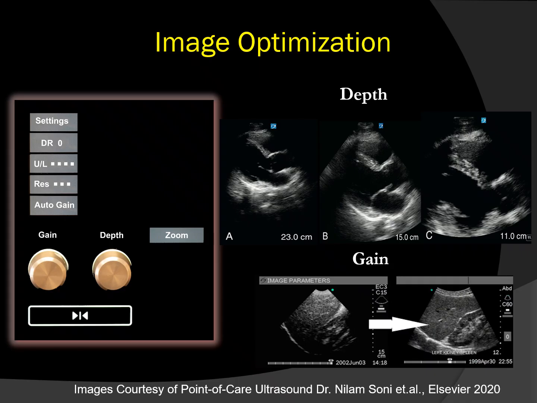And we're going to show you some examples here. So looking at our depth example here, we have 3 images, 1, 2, 3, and this is a parasternal long axis of the heart. You can see image A has quite a bit of depth. This is going down to 23 centimeters. By going down this deep, we have quite a bit of screen real estate that we're not using.